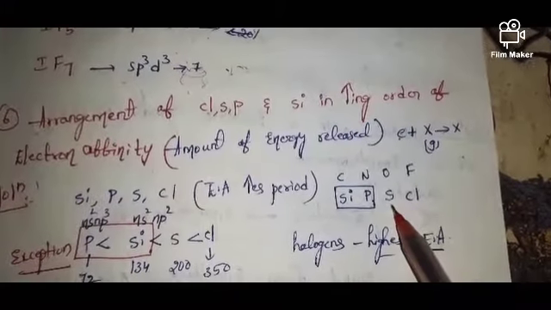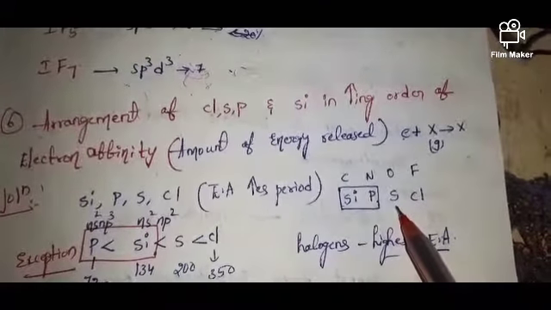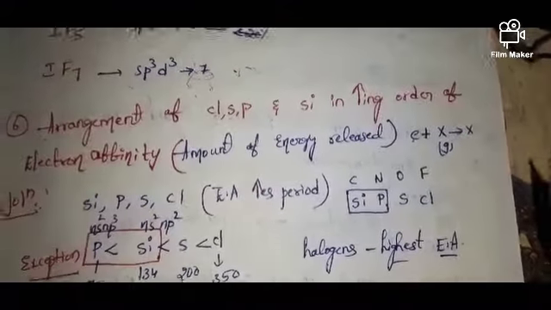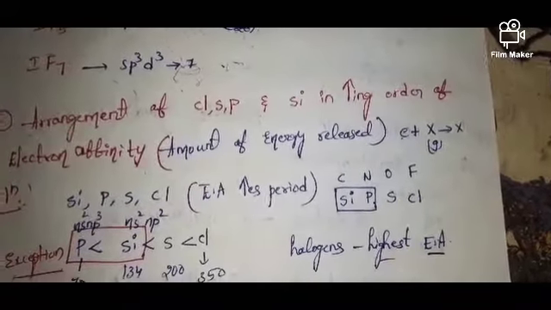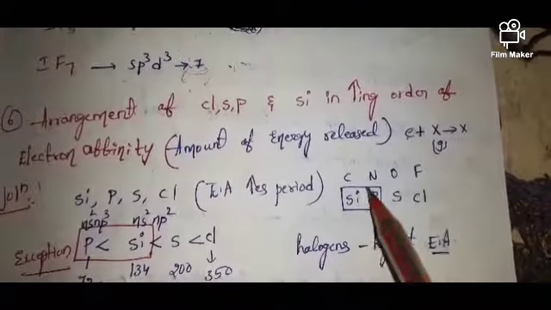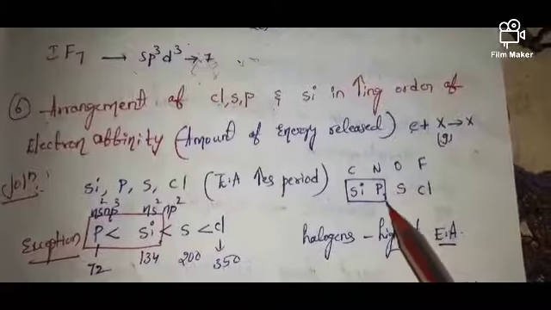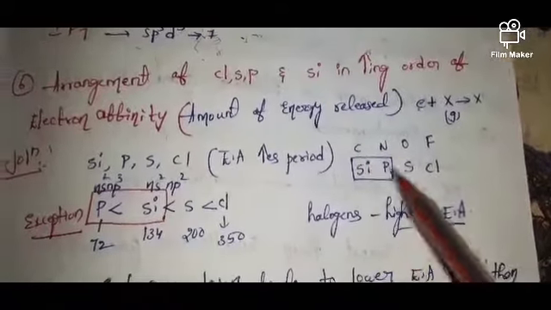We know that usually in a period electron affinity increases. This is the regular trend. Electron affinity usually increases in a period, but silicon and phosphorus are actually the exceptional case, friends. This thing we have to remember.